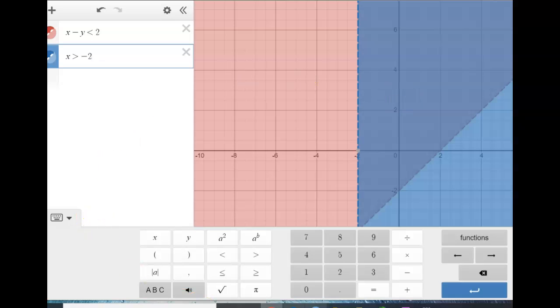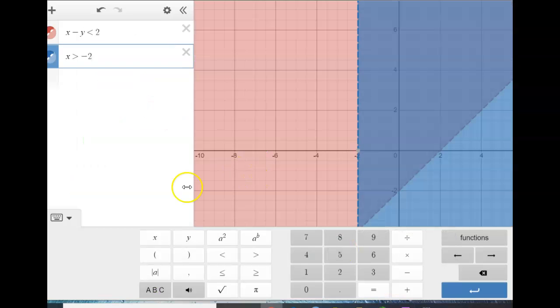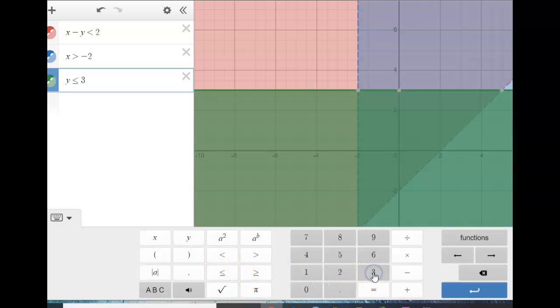And then let's graph the third one. The third one is y less than or equal to 3. This one has the equal part, so it's very important. Y is less than or equal to 3. And that is green. And now you can see the intersection of those three colors, the light red, the light blue, and the light green is giving us this dark green area.